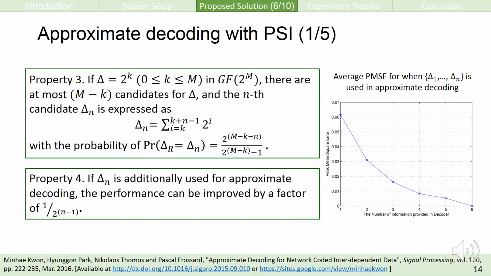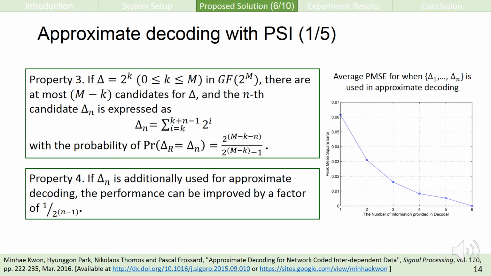The answer for the question are shown in property 3 and 4. We show that if delta is in form of 2 to the k and Galois field size is 2 to the m as used in network coding, there are at least n-k candidates for delta, and the nth candidate delta n is expressed as follows.